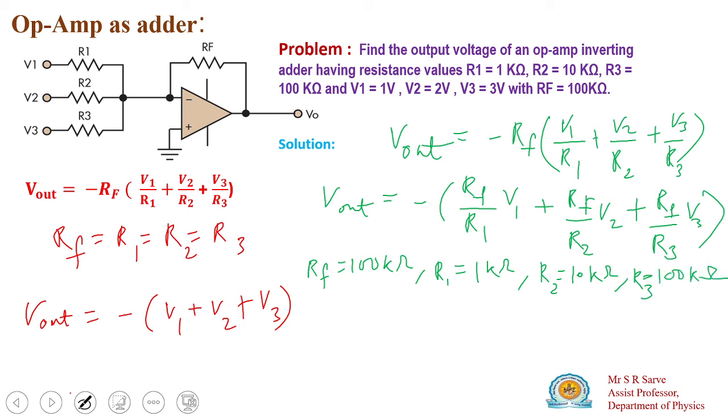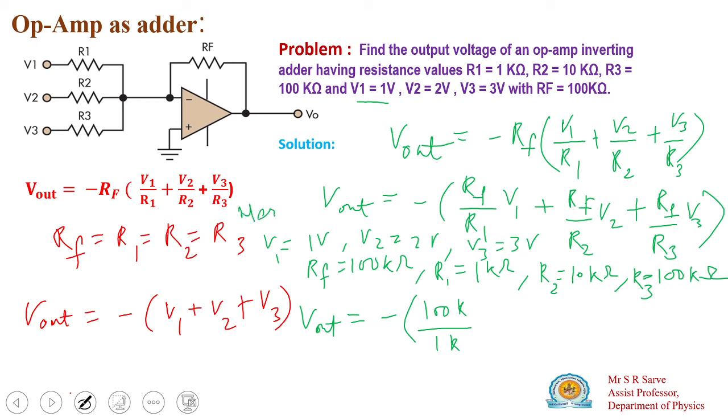If you substitute all these values in the above equation, what is the output? Output is equal to minus, the feedback resistance is 100 kilo ohm, and R1 is 1 kilo ohm. What is the input voltage? V1 is equal to 1 volt. So write V1 also: V1 is equal to 1 volt, V2 is equal to 2 volt, and V3 is equal to 3 volt.